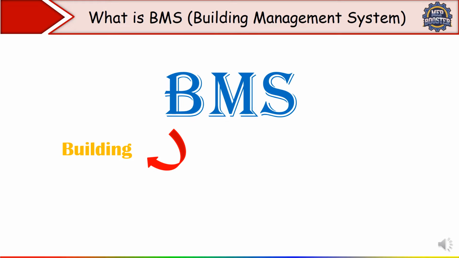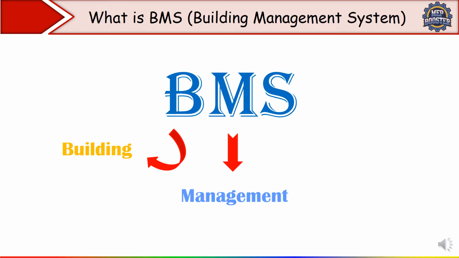So in BMS, B stands for building, M stands for management. The management term refers to the intelligent monitoring, control, automation and optimization of building systems to reduce energy consumption, improve comfort, and ensure safety.